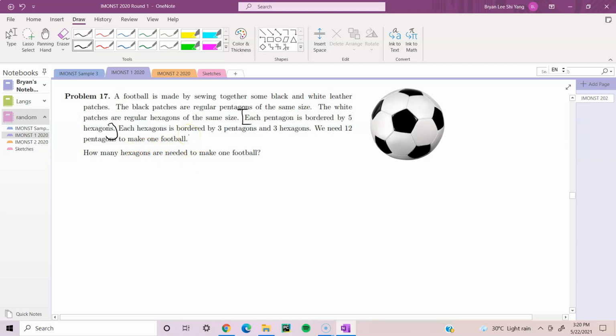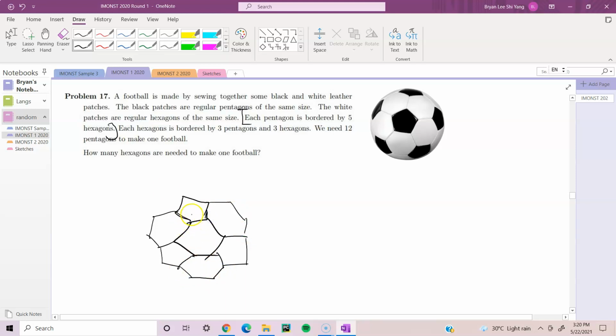Now, let's look at this problem from the perspective of one white hexagon. Because as is stated in the problem, one white hexagon is surrounded by 3 black pentagons. As we can see here, I know my drawing's a bit bad, but anyways, something like this. Okay, and then this one is the white hexagon, and then something like this. So this is something we need to know.